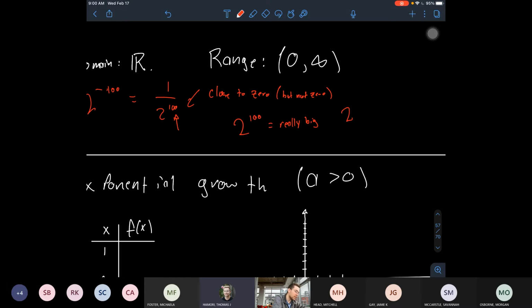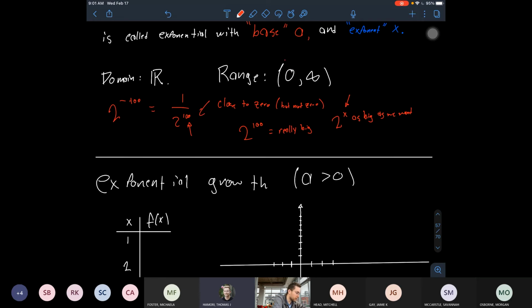In fact, 2 to the x can be as big as we want, depending on what we plug in for x, right? You give me a number, and I'll give you an x value such that 2 to the x is bigger than your number. Okay, that's how that works. So that's just a bit about why the range is going to be 0, infinity. It's because by choosing x cleverly, I can choose an x that makes 2 to the x larger than any possible number. So that's why our cap is kind of positive infinity.